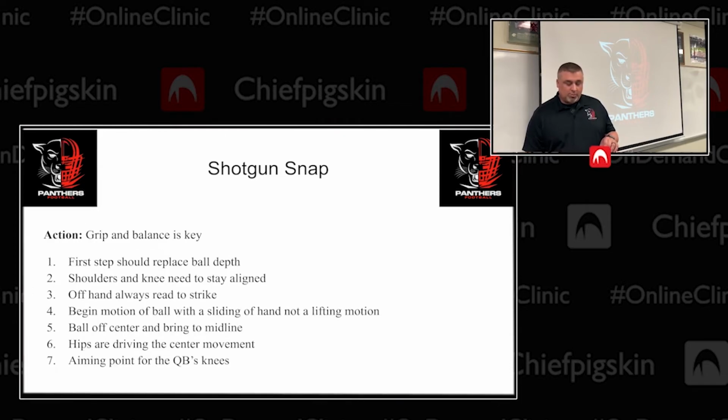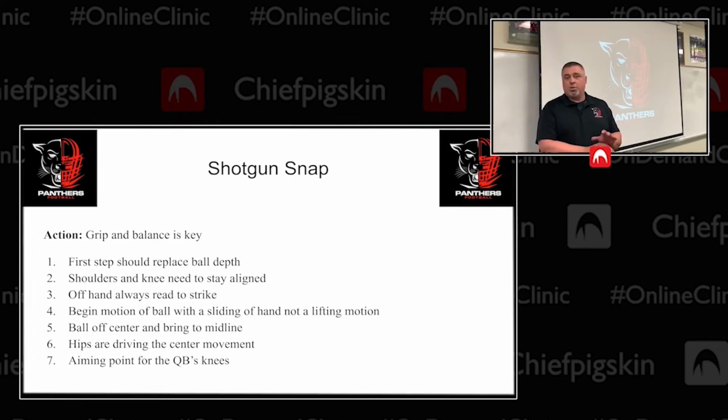Now when it comes to the actual movement and action of this, the first step, your foot should replace your hand where the ball's at. Shoulders and knees need to stay aligned, and the off hand is always ready to strike, as we were talking about. Begin the motion of the ball with a sliding of the hand, not a lifting motion. Small rotation of the wrist, the ball off center, and bring it to midline. The hips are driving the center forward, and the aiming point is the quarterback's knees.